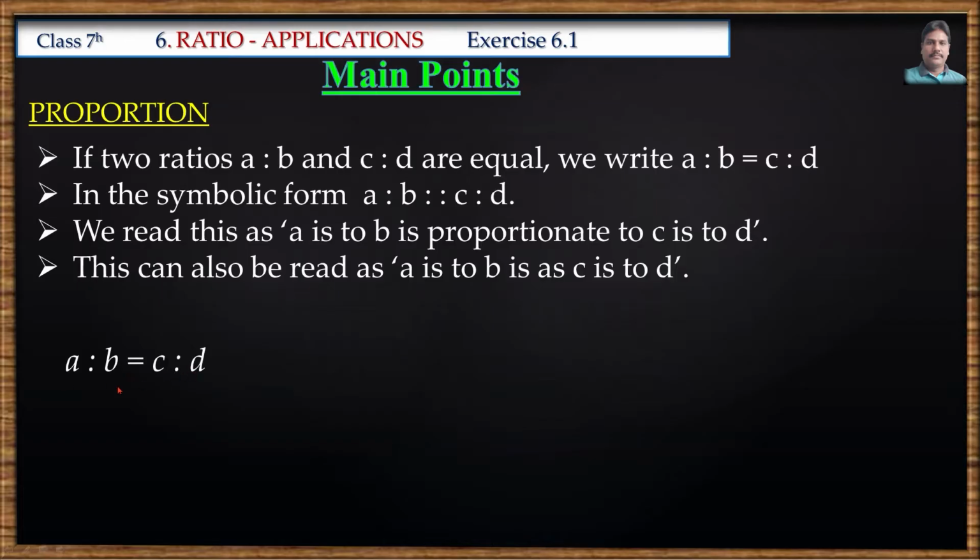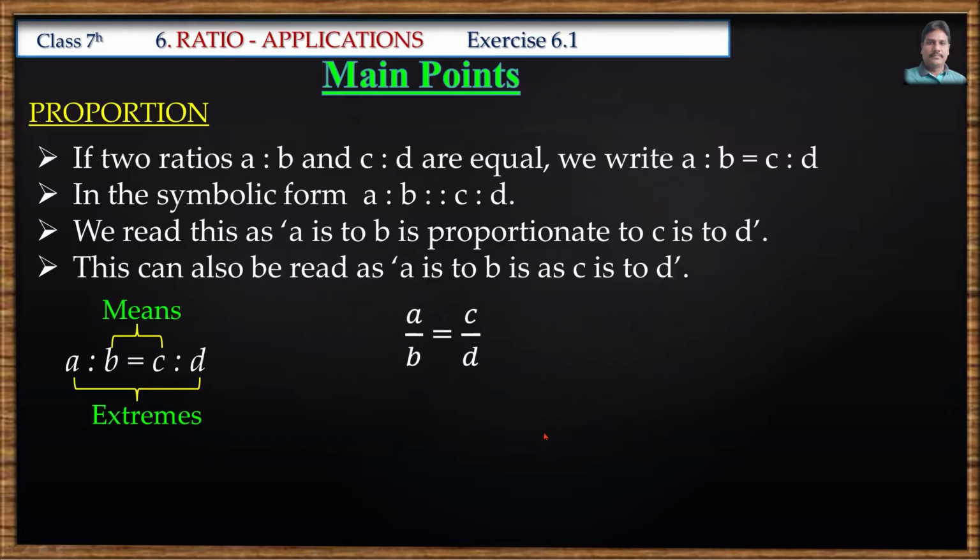In this, the middle terms B and C are called means, and the end terms A and D are called extremes. We write A:B as A by B and C:D as C by D, because ratio means division.